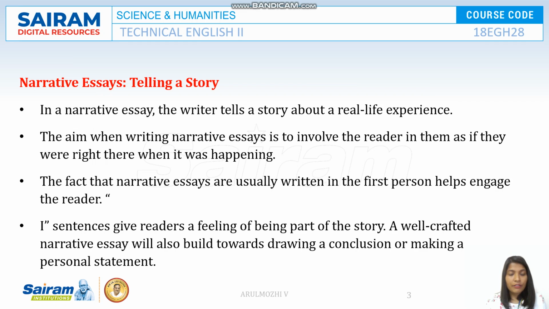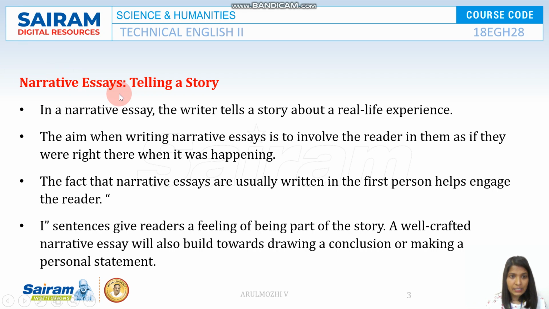So there are different types of essays. As I told you, there are two kinds, formal and informal. Formal is most of the times academic, and informal, most of the times it is personal, and it can be hilarious, it can be funny. Okay, there are four main types of essays. Let's just see them one by one.